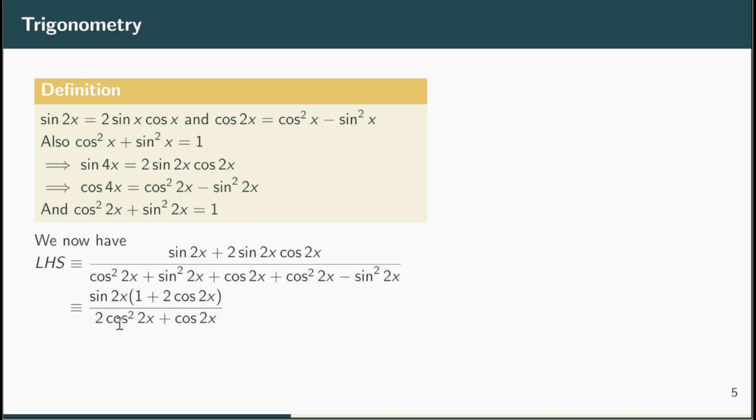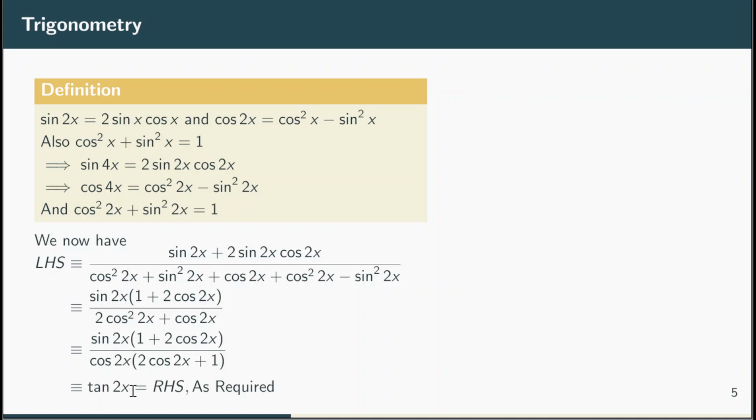Now, on the denominator, notice that cos 2x again is a factor, so I can factor out cos 2x. I'm left with 2 cos 2x, and cos 2x divided by cos 2x gives me 1. Now, 1 plus 2 cos 2x is exactly the same as 2 cos 2x plus 1. So they cancel out very nicely, and I'm left with sine 2x divided by cos 2x. That gives me tan 2x, which is the right hand side as required. So I have successfully shown that the left hand side is equal to the right hand side.